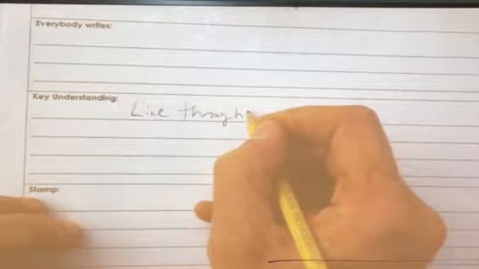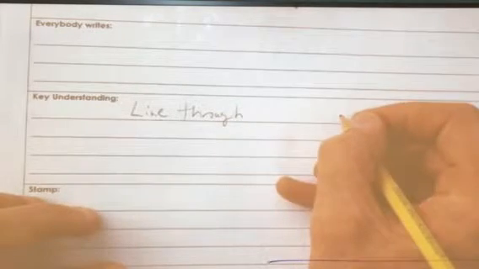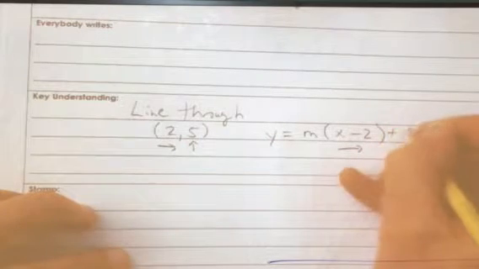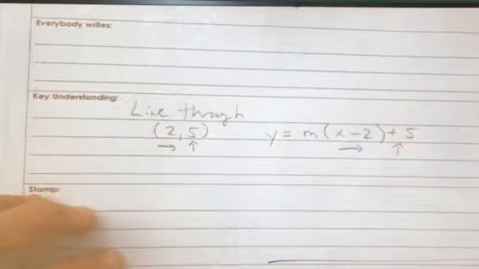Okay, so in our key understanding, we're going to put a couple of examples. We're just going to write that the slope is m, but let's say that we have a line through, now over here, let's do 2, 5. That should be y = the slope times, and this is right 2 and up 5. X minus 2 is right 2, and then +5 is up 5.